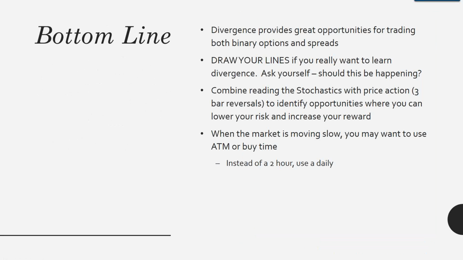Sometimes it's as simple as looking at your risk. Sometimes you can get the binary cheaper than the spread or the spread cheaper than the binary. So you're always looking at the trade-off between the risk on a binary versus a spread and the market movement that you're anticipating.